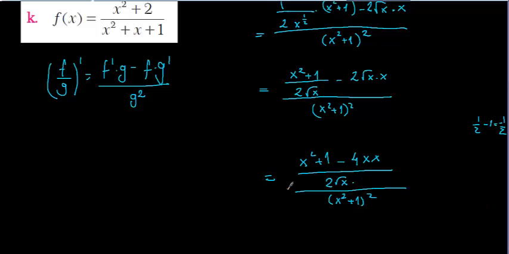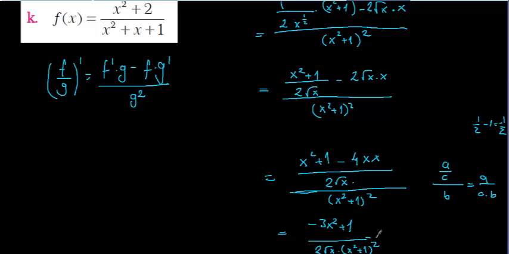Okay, this denominator, because a over c over b is equal to a over c times b. That's why this expression is going to be equal to minus 3x squared plus 1. Why minus 3x squared? Because minus 4x times x is equal to minus 4x squared. X squared minus 4x squared is equal to minus 3x squared plus 1, over 2 root x times x squared plus 1 squared.